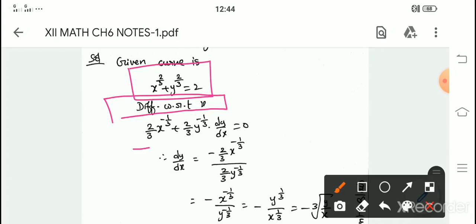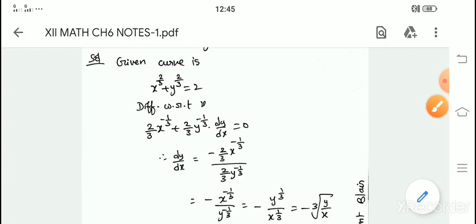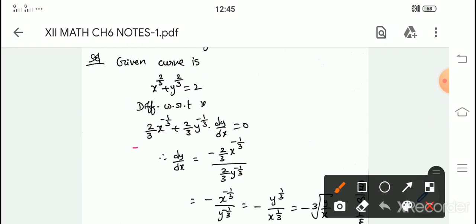Then it is 2/3 x power minus 1 by 3 plus 2/3 y power minus 1 by 3 into dy by dx is equal to 0. How did we get 2/3 x power minus 1 by 3? Apply the formula n into x power n minus 1 and check it out. You get it like this only. If there is a doubt in how we got 2/3 x power minus 1 by 3, make a pause and do it on paper and check it. So differentiating on both sides, you get this.